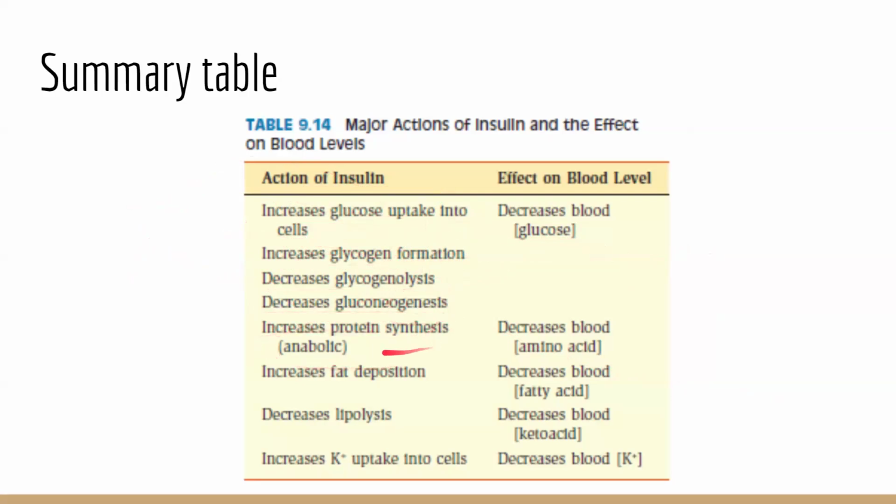It increases protein synthesis. Again, it's anabolic, okay? And I've mentioned this a couple of times, so it's important to remember. It increases fat deposition and decreases lipolysis, because you want to inhibit fats from being broken down, but you want to increase fat deposition. And it increases potassium uptake into cells, and again, associate this with glucose. So whenever you're taking in glucose, you're also going to increase potassium ion uptake into the cells. So that means hypokalemia. Serum levels of potassium will drop and intracellular potassium will increase.